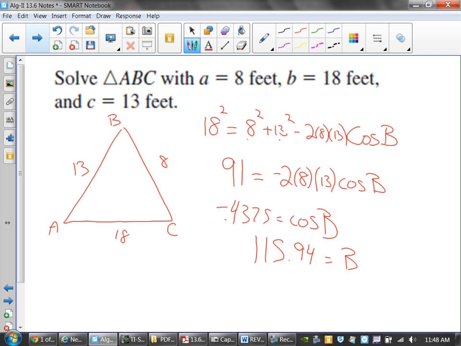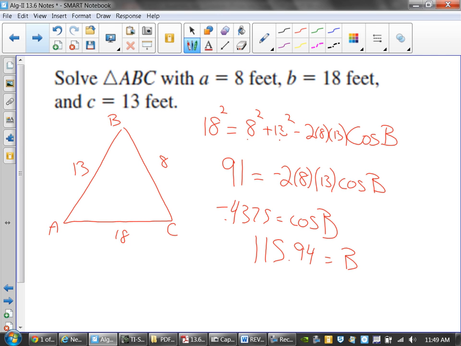Now, here's why the cosine value is a negative. How many degrees do we wind up with for the angle? 115? If I drew that in a coordinate grid, this is 90 degrees straight up here, correct? That means the angle's over here. That's right. So cosine of an angle in the second quadrant is negative. That's why that happened to be a negative value. Okay.